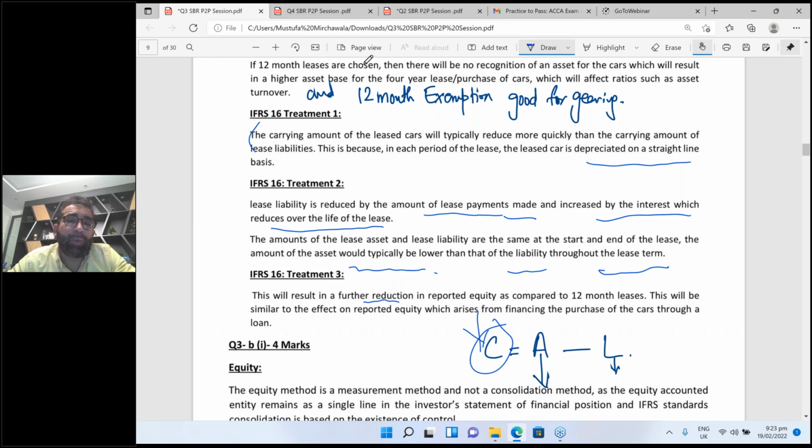Those companies who want their equity or net assets to be higher should go for option number 3. This option will impact your equity or net assets adversely in the starting years.